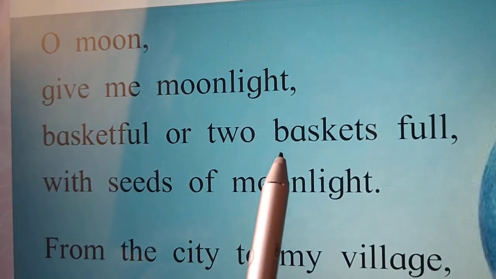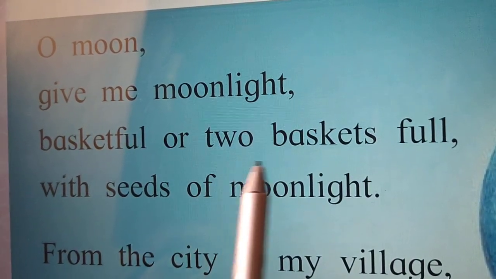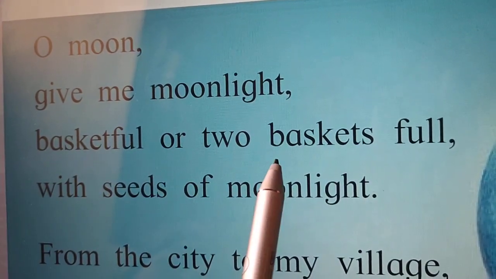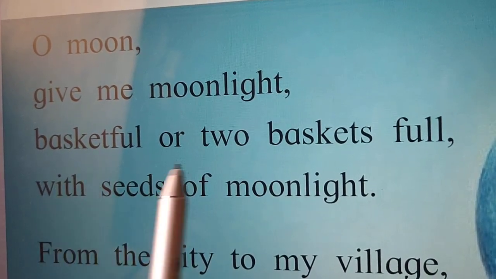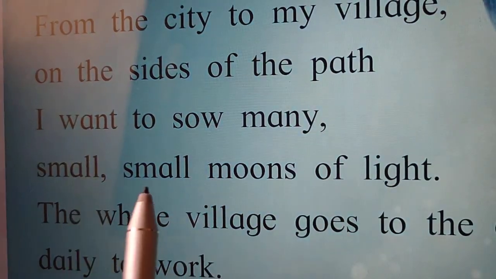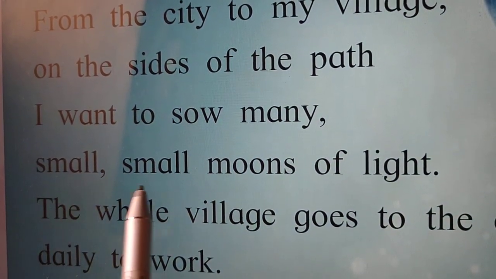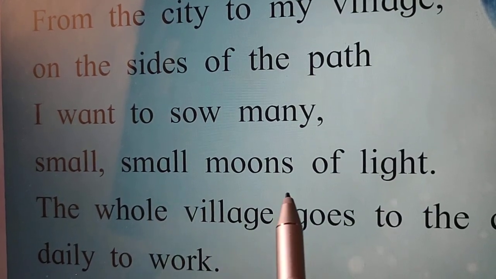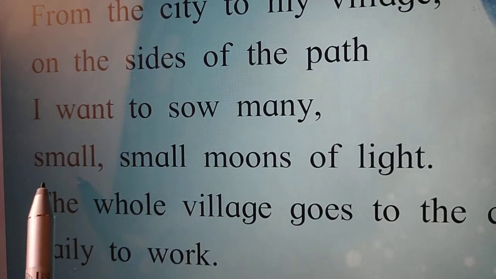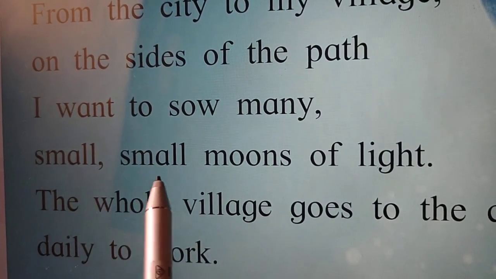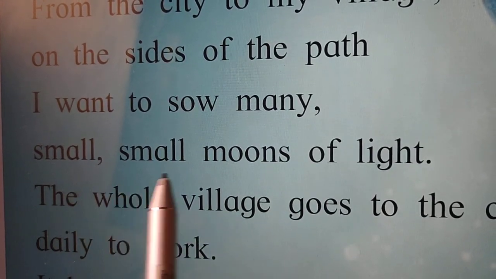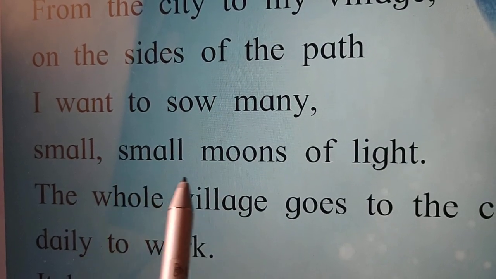Here in this line of the first stanza, we have again one figure, that is alliteration: basketful or 2 baskets full. Here the letter B is repeated 2 times, means the sound of B is repeated 2 times. That's why alliteration is here. And in the next stanza, in the line "small moons of light," we have another figure, that is repetition. The repetition figure is when we have the same word repeated more than one time. Here the word small is repeated 2 times in the same line, and that's why the figure is repetition.